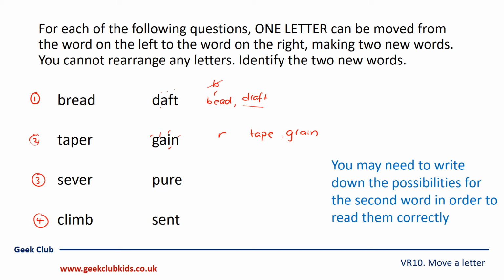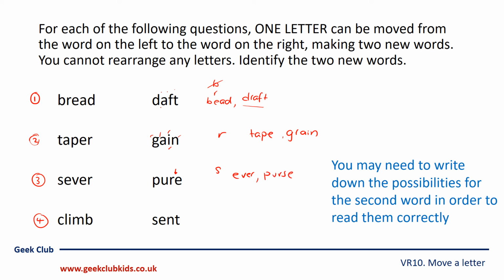Number 3, sever. Okay, we can remove the S from sever to make ever. And if we remove any of the other letters, you can convince yourself that we couldn't make a new word. So, for example, if we remove the V, we'd get ser. That's not a word. Or if we remove the R, we'd get seve. That's not a word. But we could remove the S. Can we insert the S into pure to get a new word? And if you look at it, you'll see that you can insert the S here to make purse. So our answers for our new words are ever and purse.